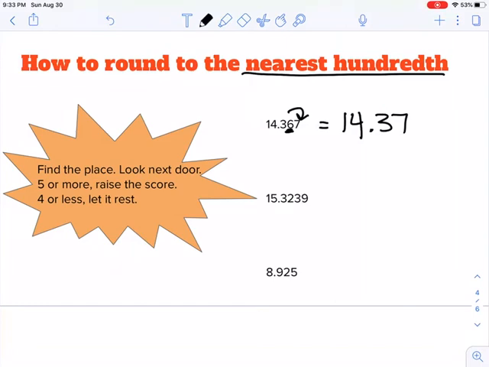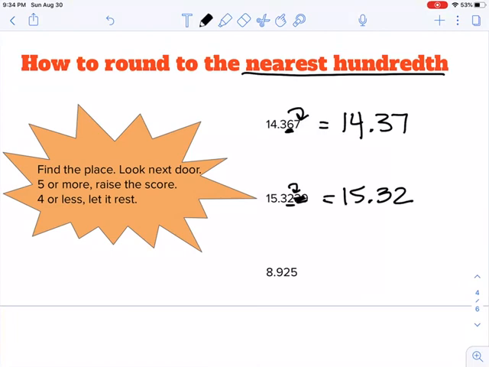In our next example, I'm finding the place. The 2 is in the hundredths place. I'm looking next door. This time it's 4 or less, so I'm going to let it rest. You could think of it like nothing's going to happen with those. Everything before is going to stay the same. So this would round to 15.32.